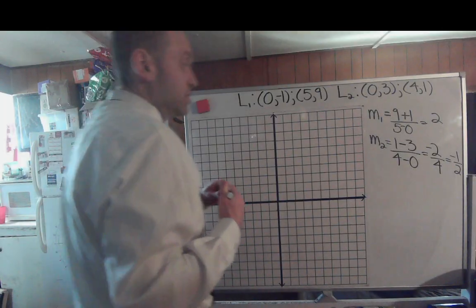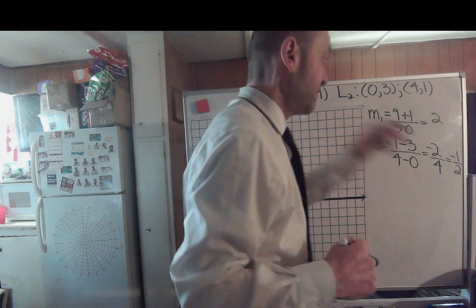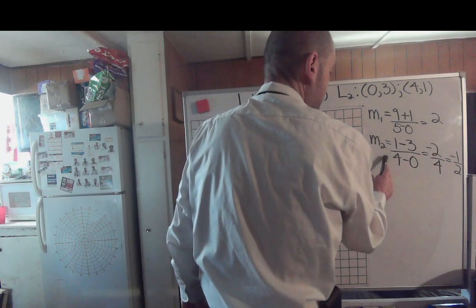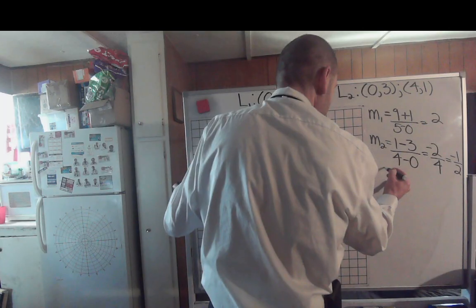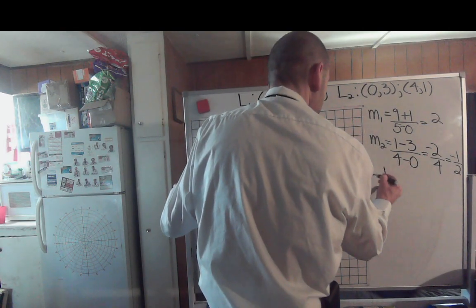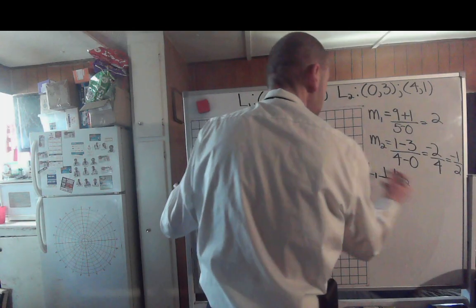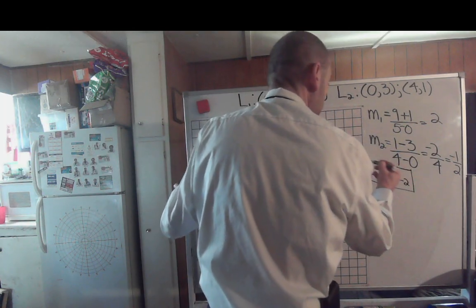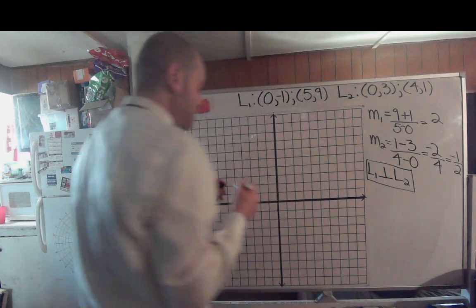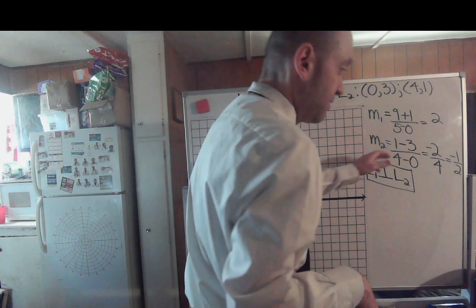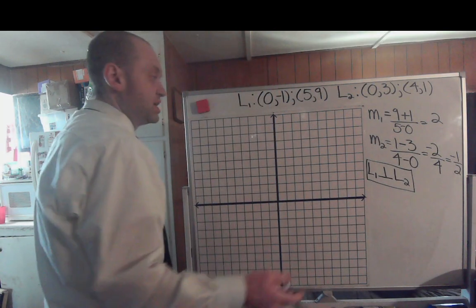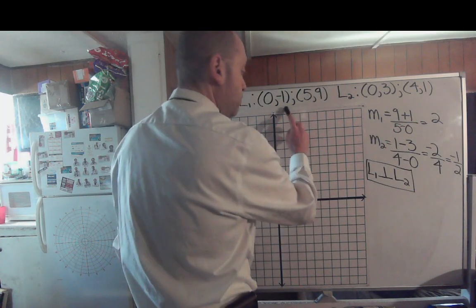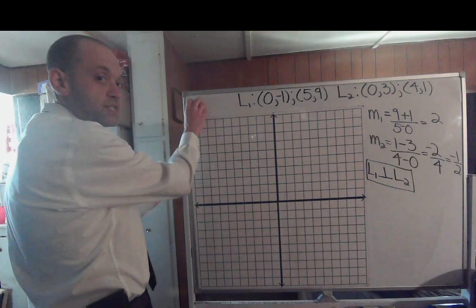Now, we can look at 2 and -1/2 and definitely determine that the second slope is the negative reciprocal of the first slope, so they're perpendicular. So we could say that line 1 is perpendicular to line 2. Or if you really want to, you can multiply the first slope times the second slope and get -1, and you would still determine it's perpendicular. But based on that, line 1 is perpendicular to line 2.